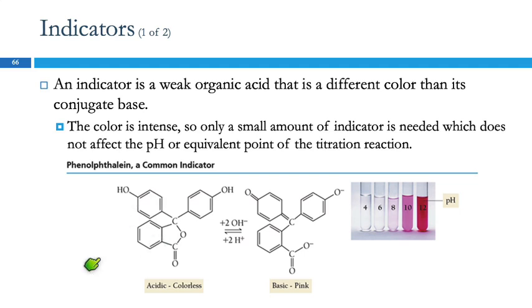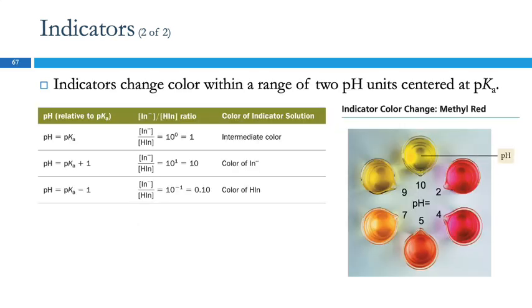This is the structure for phenolphthalein. The name is kind of a mouthful, but we definitely don't want to draw that out. This is the colorless acidic version, and this is the pink basic version. And you can see that the color is changing right around here, 8 to 9. So the indicators change color within a range of 2 pH units centered on their pKa. So their pKa plus or minus 1, that is the region of changing, and that's where they're going to be useful as an indicator.